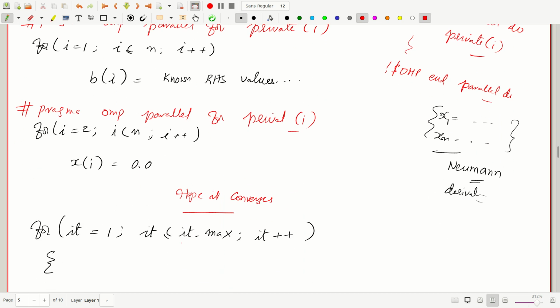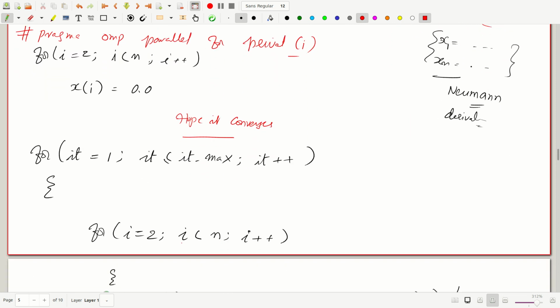Okay. All right. Then what about the main function? Here we have, can we parallelize the iterations? The outer iterations.